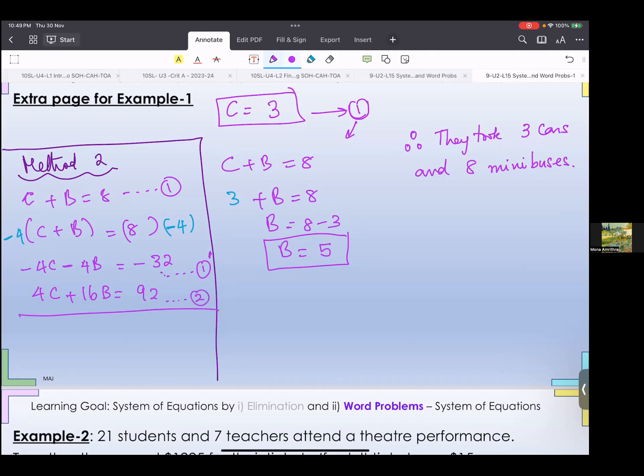And then you can add those two equations. So 1 prime plus 2, and then this will cancel out, and then you can go with just the B. So 16 minus 4, and that's 12B, is 92 minus 32. 92 minus 32 is 60. So then you have B equals 5, and then etc.